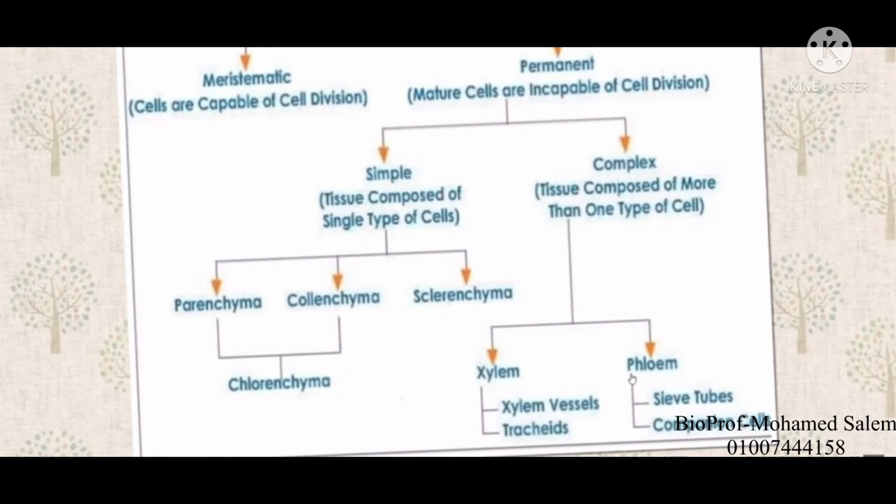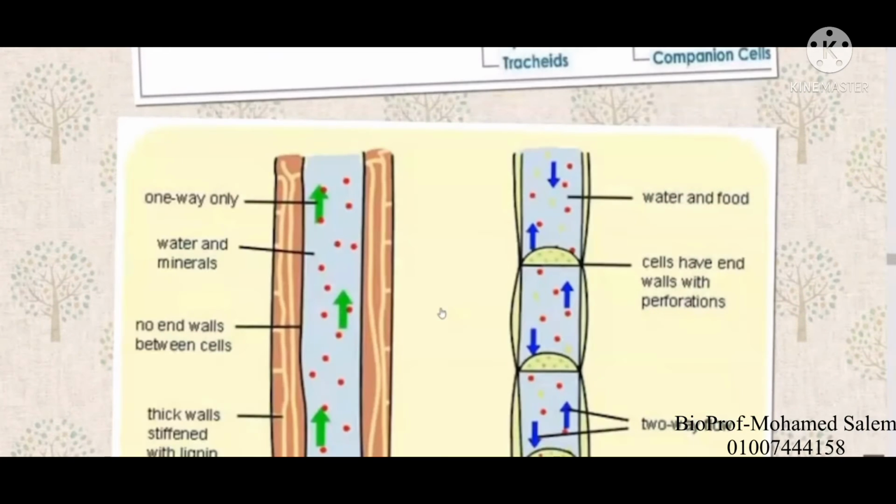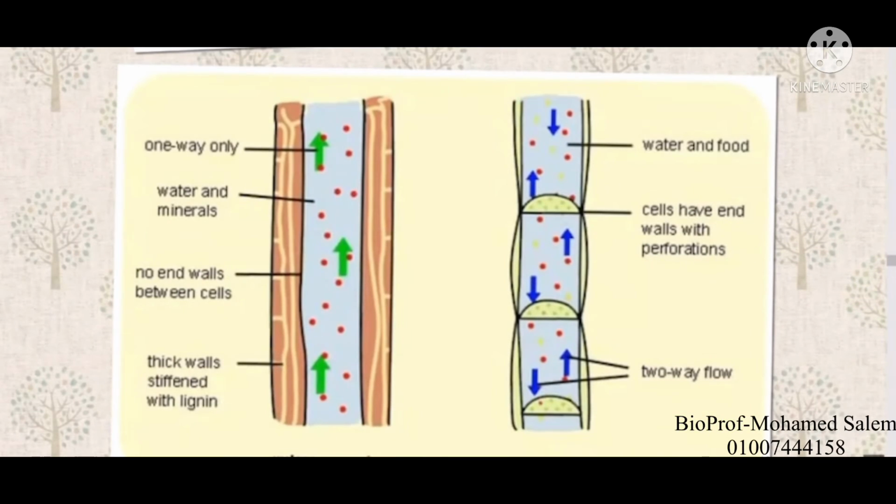the food or the carbohydrates that the plant makes in the photosynthesis process. So the phloem consists of sieve tubes and companion cells. So now we have known the plant tissues, meristematic and permanent, and simple and complex, and simple like parenchyma, collenchyma, sclerenchyma. So this is a picture for xylem vessels.